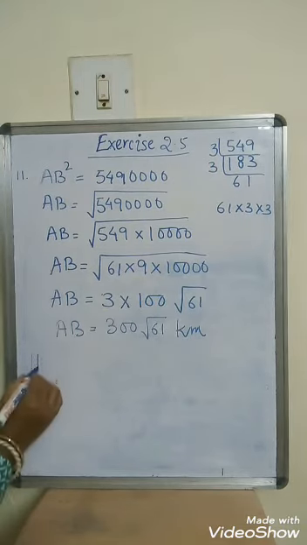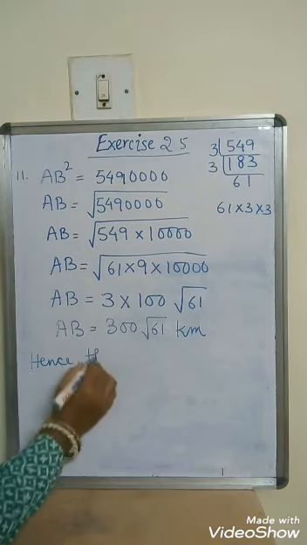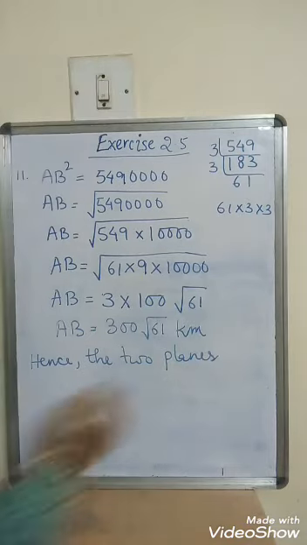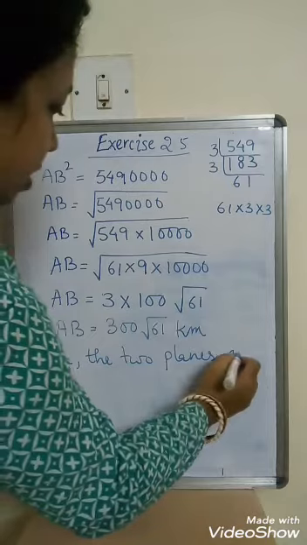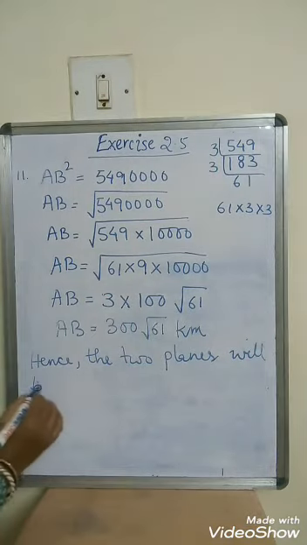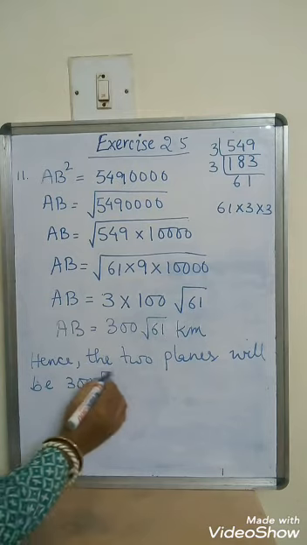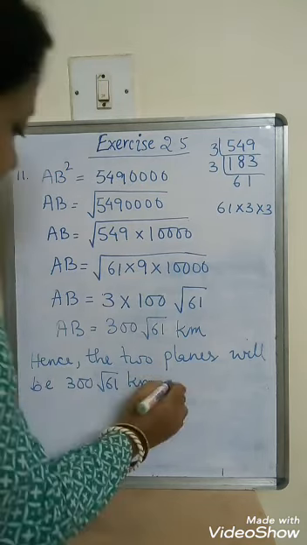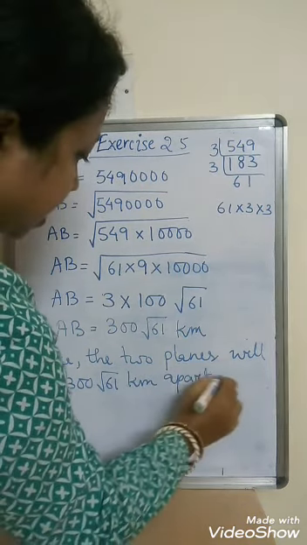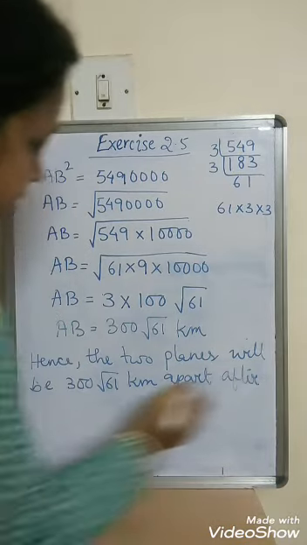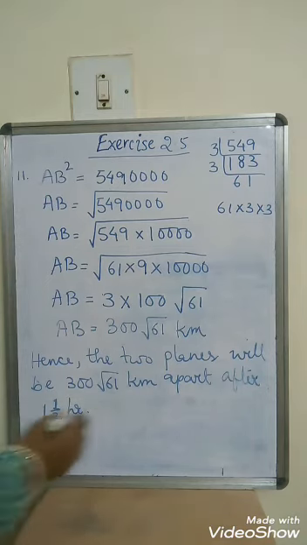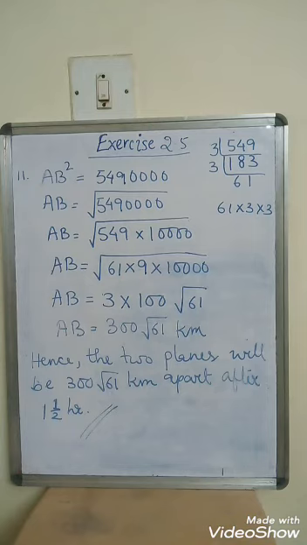Your answer is, hence the two planes will be 300 square root of 61 kilometer apart after 1.5 hours, right? So this is your answer for question number 11. So next we come to question number 12.